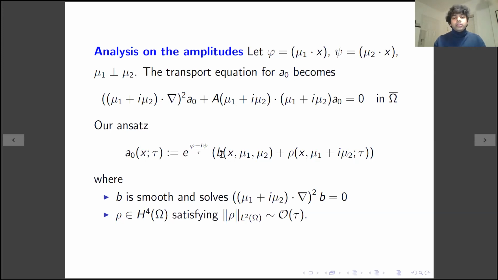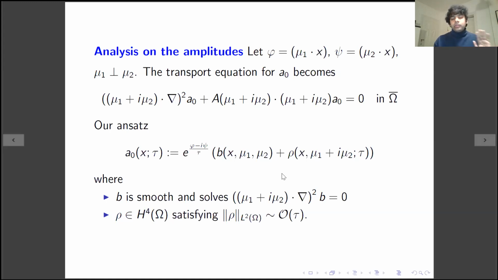So this B is the new amplitude for these equations. And we assume, we seek that (mu1 plus i mu2) dot grad squared B is 0. And this rho is the extra term or the corrector term, and we are seeking that, of course, this is in H2, because it's a square operator. But we want this L2 norm to be small, of order tau. So for each fixed h, we seek another CGO solution with another new variable tau. It's a small number, and this is our ansatz.